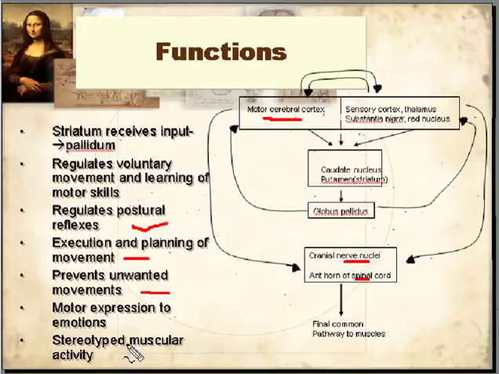The basal ganglia is also important for performance of certain stereotyped muscular activity, and the most common example we give is swinging your arms when you're walking. Again, when the basal ganglia is damaged, this movement goes. So the people walk with their hands by their sides.